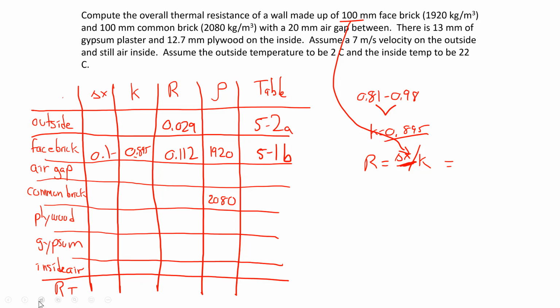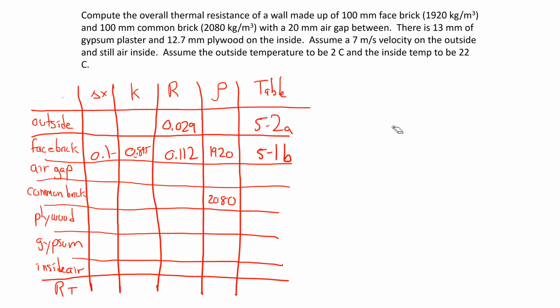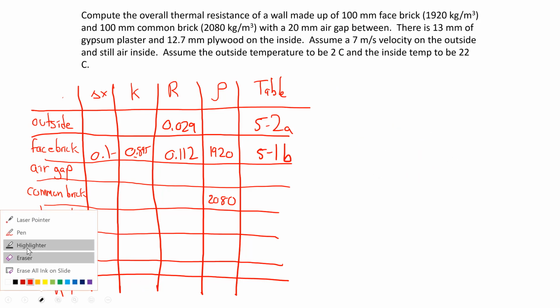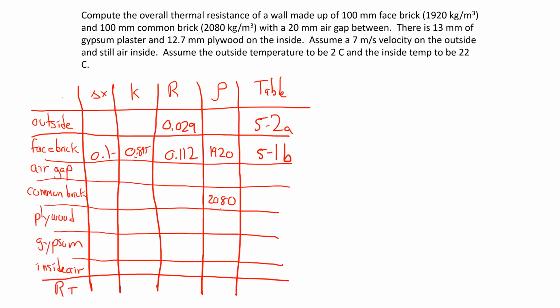All right. Now we will do the same thing for common brick. The only difference between common brick and face brick is they're both brick, they're just different densities. So again, if you look up the density for common brick at 2080 kilograms per meter cubed, you have a conductivity range between 0.92 and 1.12, which gives you an average of 1.02. You have a thickness of 0.1. If you do the math, you should get a resistance of 0.098.